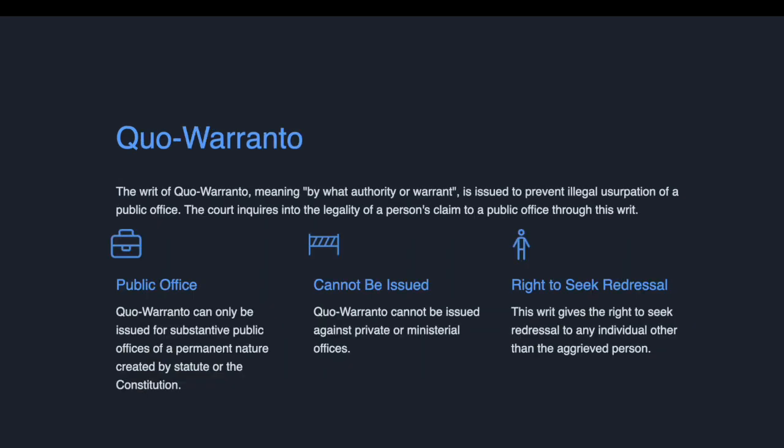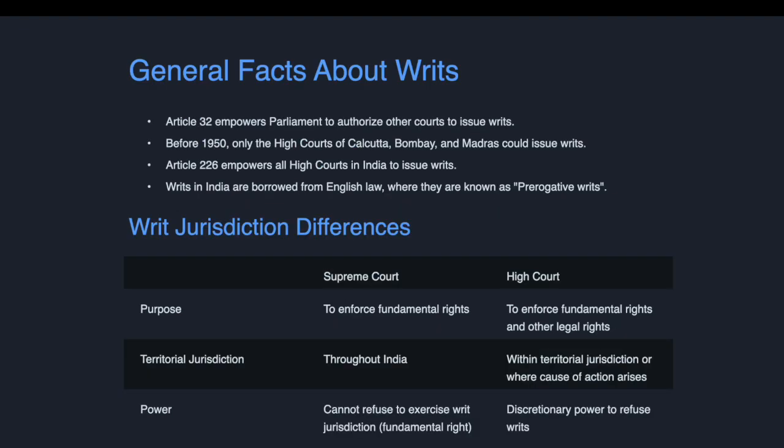The last is quo warranto. Okay, quo warranto means by what authority or warrant. It is issued to prevent illegal usurpation of a public office. The court inquires into the legality of a person's claim to a public office through this writ. Okay. Quo warranto can only be issued for a substantive public office of a permanent nature created by statute or the constitution. It cannot be issued against a private or ministerial office. This writ gives the right to seek redressal to any individual other than the aggrieved person.